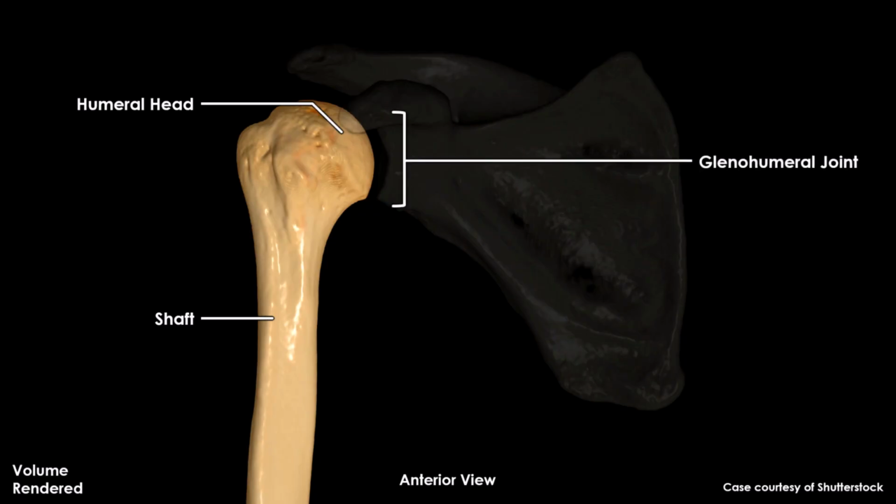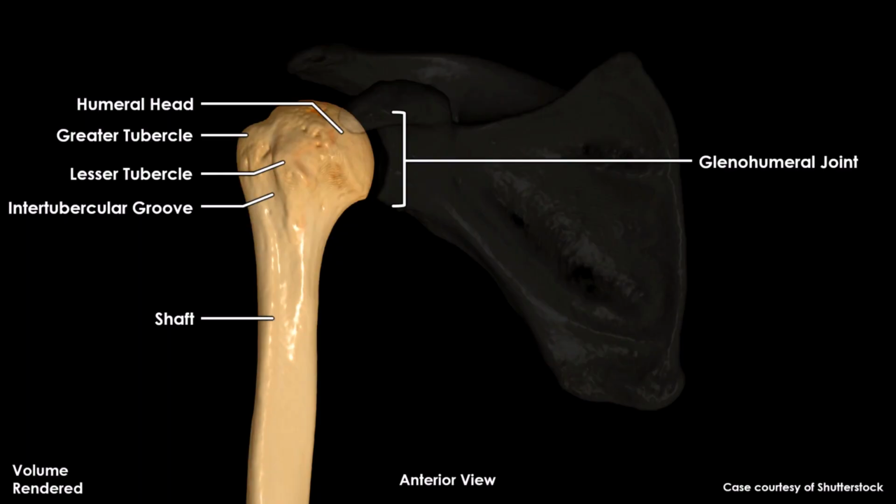The phrase gleno refers to the glenoid fossa of the scapula. That's the cavity that receives the head of the humerus to form this joint. The glenohumeral joint is simply the technical term that refers to the shoulder joint. The lateral surface of the proximal humerus includes two bony protuberances called the greater tubercle and the lesser tubercle. Both of these tubercles are points of muscle attachment between the arm and the thorax. There's a shallow valley between these tubercles called the intertubercular groove, also called the bicipital groove, because the bicep tendon runs through this groove. Now we'll look at the scapula.